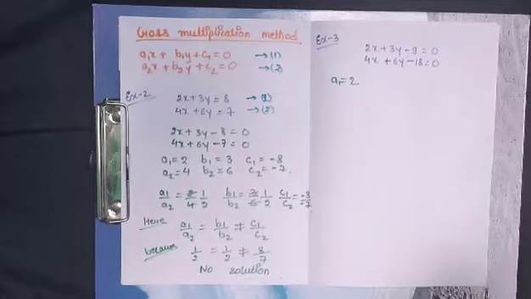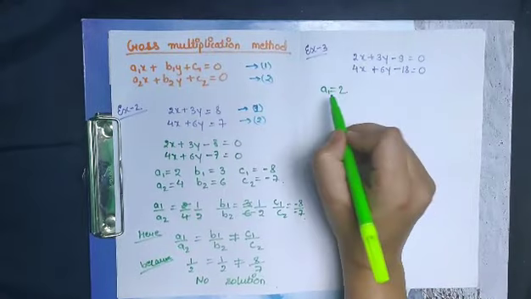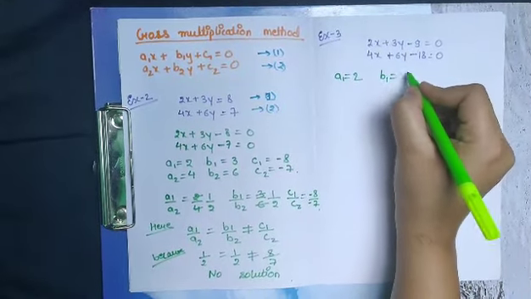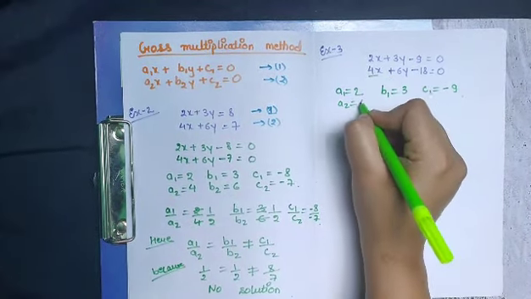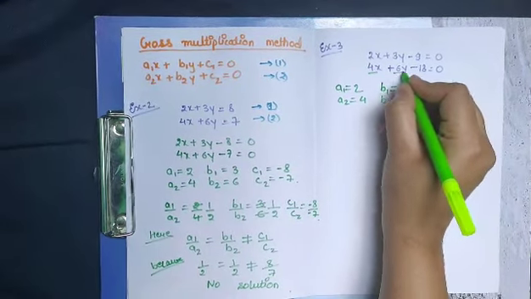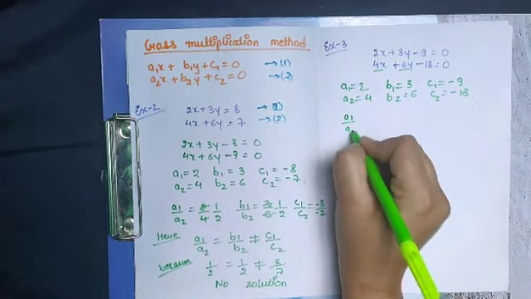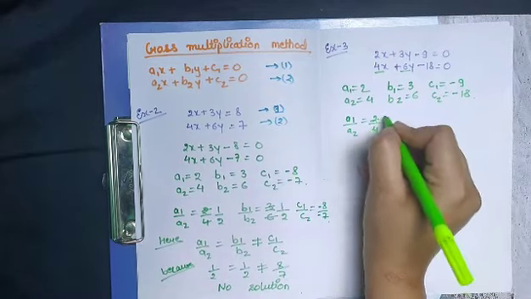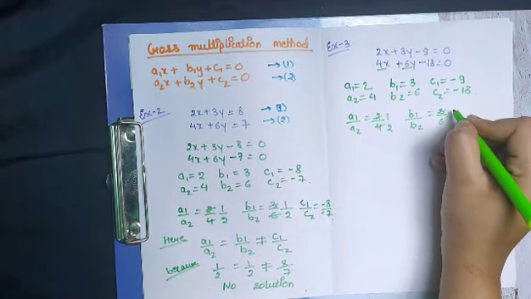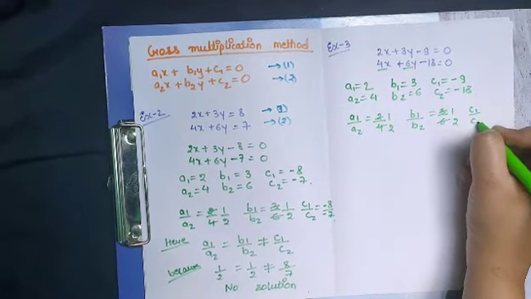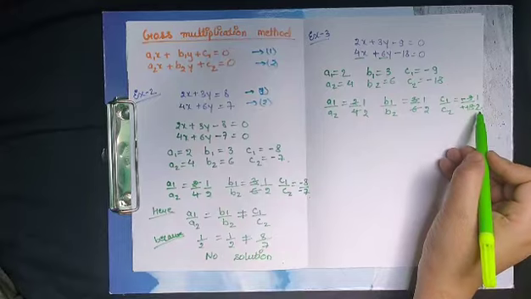So let's take one more example to understand the concept clearly. Here the coefficient of x is 2. So a1 is 2, b1 is 3 and c1 is minus 9. Similarly, a2 is 4, b2 is 6 and c2 is minus 18. Now a1 upon a2 is 2 upon 4, that is 1 upon 2. b1 upon b2 is 3 upon 6, that is 1 upon 2. c1 upon c2 is minus 9 upon minus 18, that is 1 by 2.